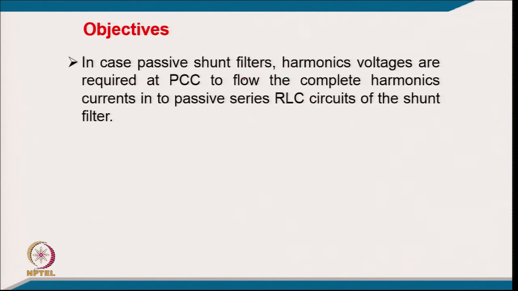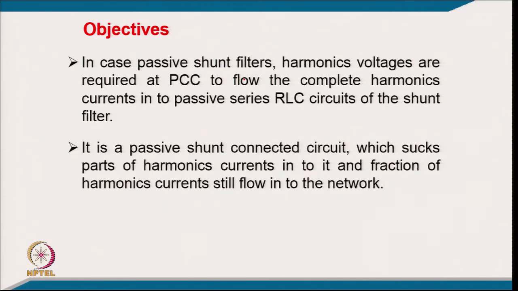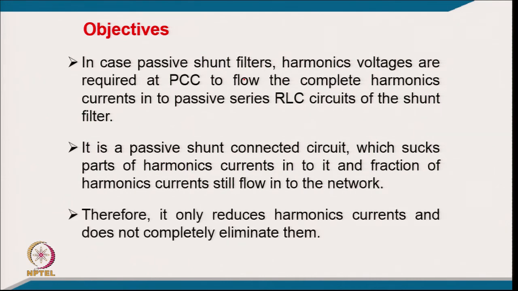So, in the case of a passive shunt filter, the harmonic voltage is required at the PCC to make the harmonic currents flow into the passive series RLC circuit of the shunt filter, and it is a passive shunt connected circuit which sucks part of the harmonic currents into it, and a fraction of the harmonic currents still flows into the network. Therefore, it only reduces harmonic currents and does not completely eliminate them.